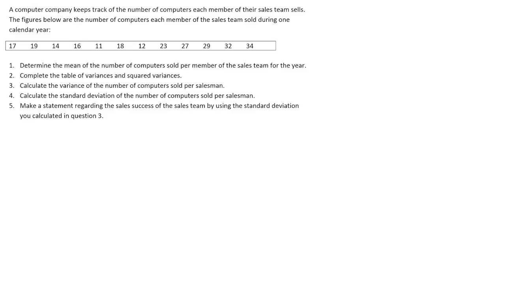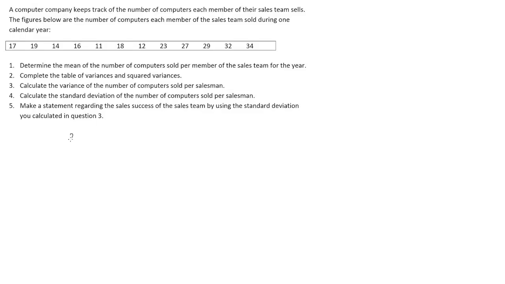Let's look at the question. The first question that we have to solve is to determine the mean of the number of computers sold per member of the sales team for the year. So with this question, we are going to look at the mean. And for that, you know how we write that?